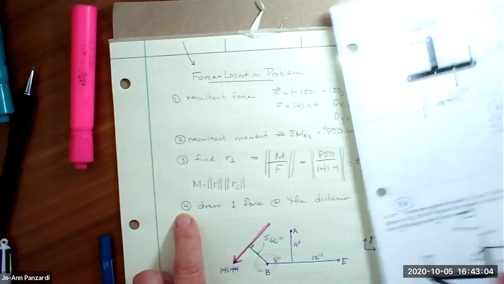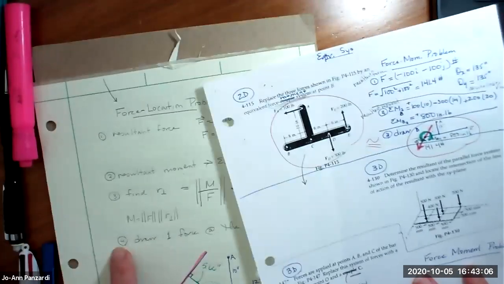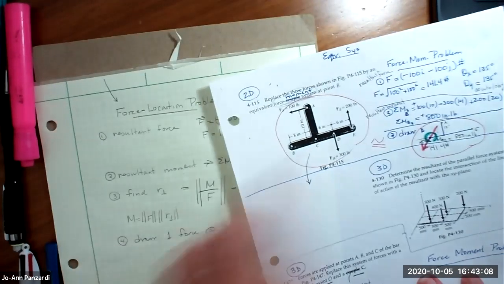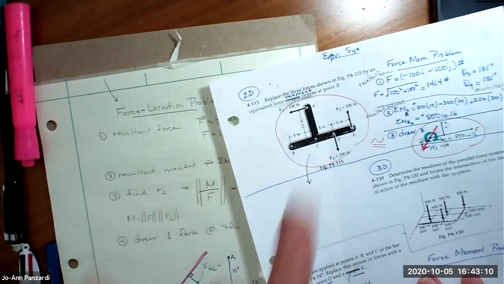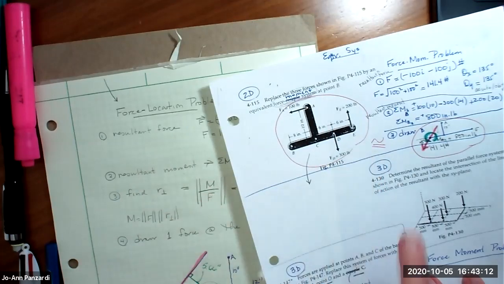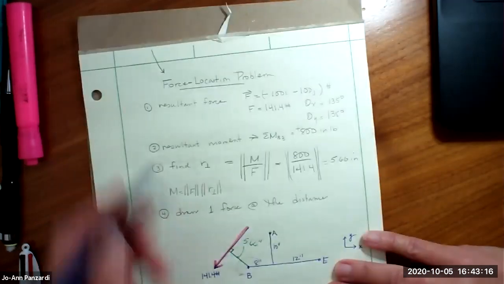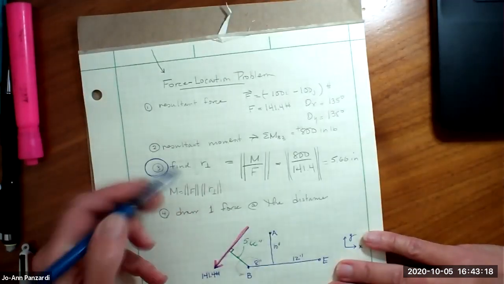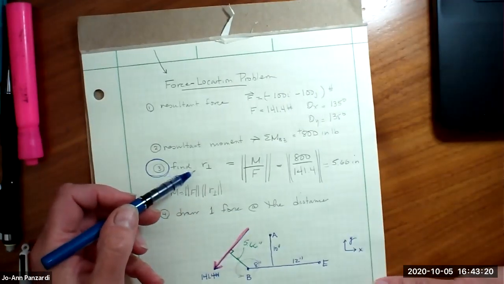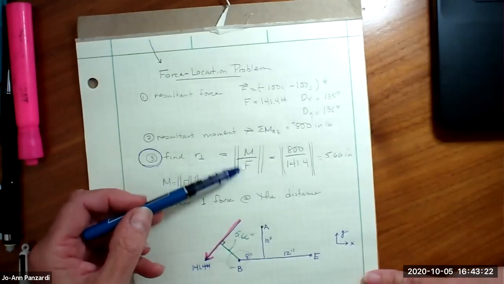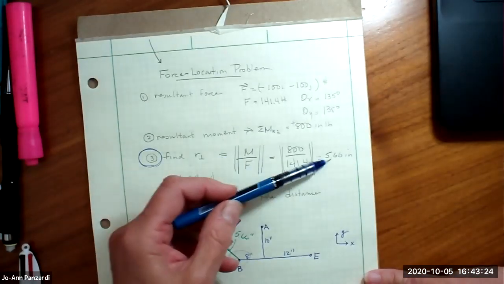So for both of these equivalent system problems, you first have to find the resultant force, then you find the resultant moment, and then you have to do a drawing. But for the location problem, you have an intermediate step of having to find the perpendicular distance. Okay, absolute value of the moment over the absolute value of the force, 5.66.